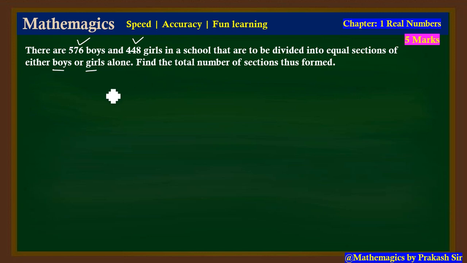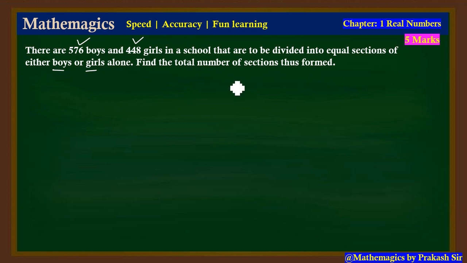So dear friends, the boys and girls have to be divided into equal sections of either boys or girls alone, and we must find the total number of sections. That is a secondary question; the main thing is how many students will sit in each section so that it forms exact sections. So the question is sensing that in each section we have to seat the largest number of students in a particular section.